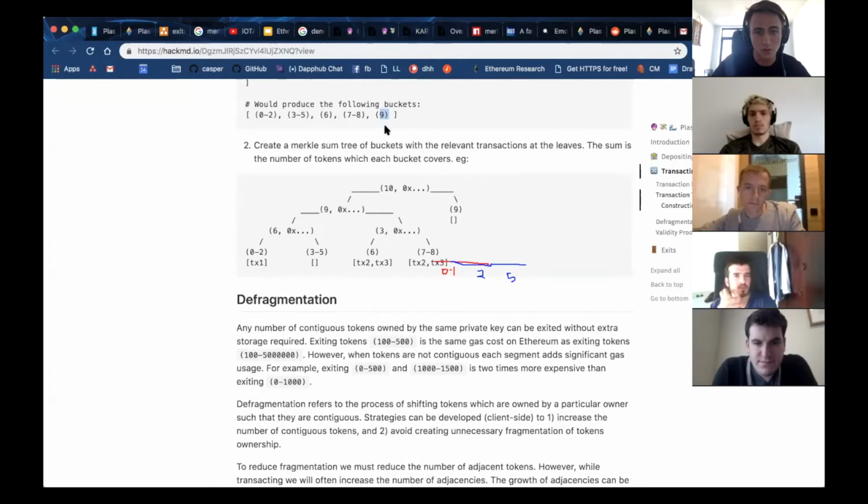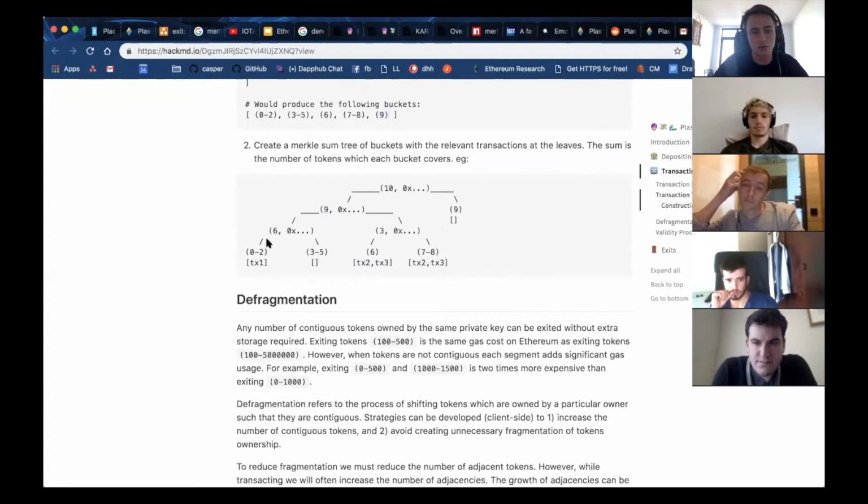So once again, we just list these ranges out, and we have an array for each one of them, and we list the transactions, right? And this is pretty simple, just exactly what I said. And what we want to do is preserve the same property that Plasma Cash has, where if we have a Merkle tree, we know exactly where the transaction needs to be included. And the way we do this is with a Merkle sum tree, right? And this is thanks to Ben. Ben came up with this a few days ago.